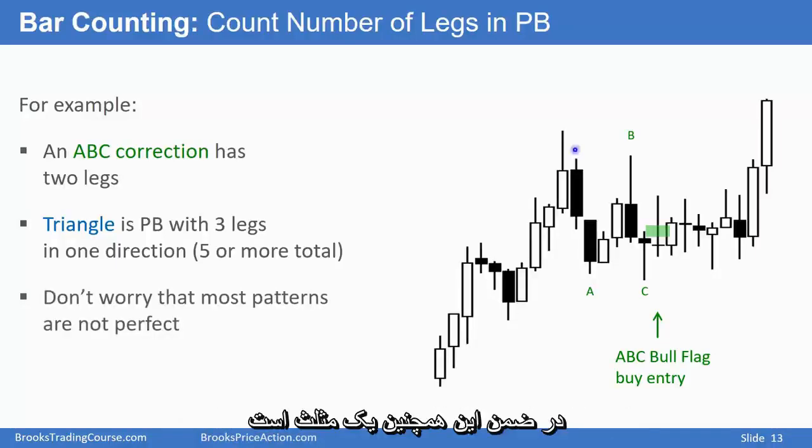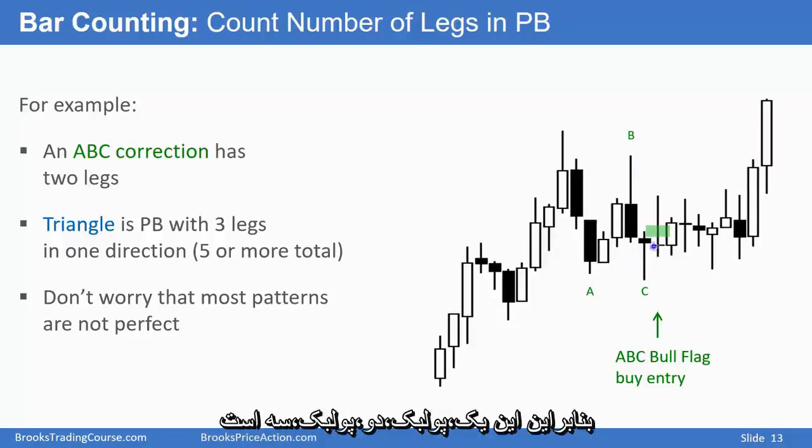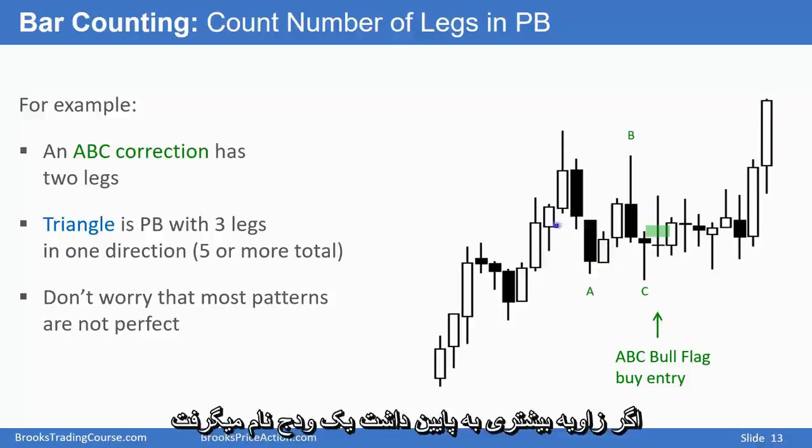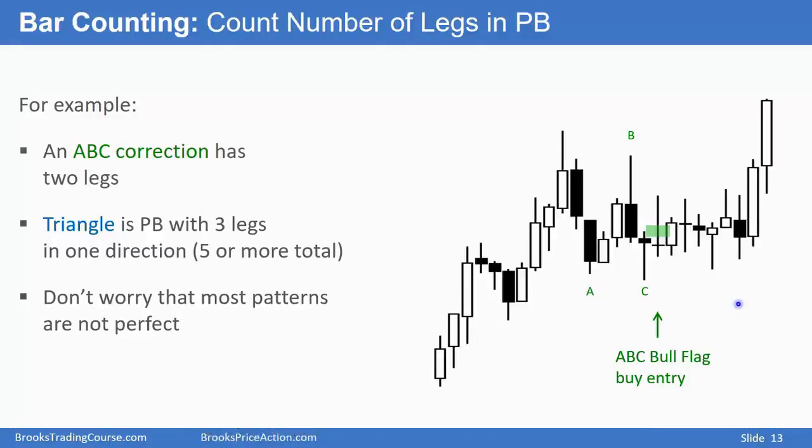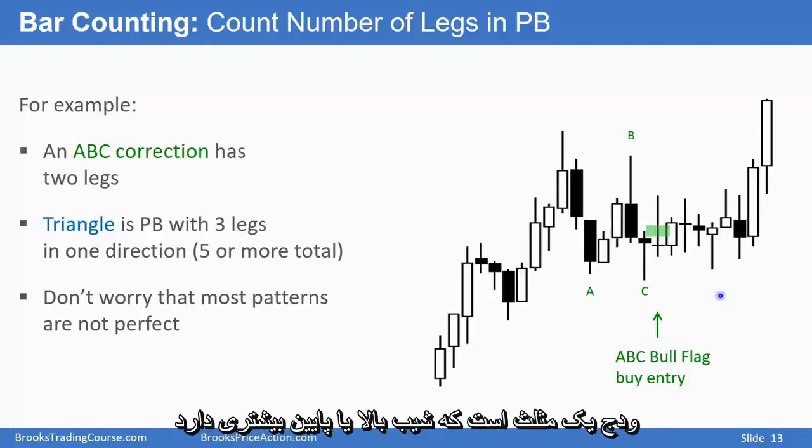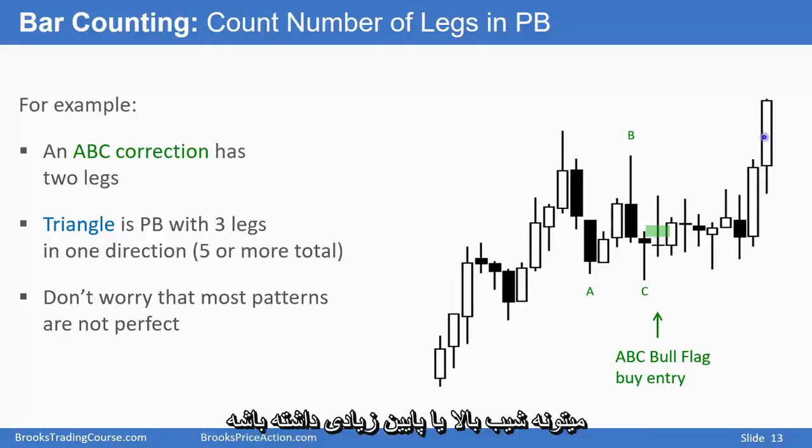By the way, this is also a triangle. A triangle is a pullback that has 3 legs. So 1, pullback, 2, pullback, 3. So this is a triangle, 3 pushes down, horizontal pattern. If it was more angled down, I would call it a wedge. A wedge is just a triangle that's sloped down a little bit or sloped up a little bit. It can be sloped up a lot or sloped down a lot. But if it's 3 pushes and it's mostly horizontal, I call it a triangle.